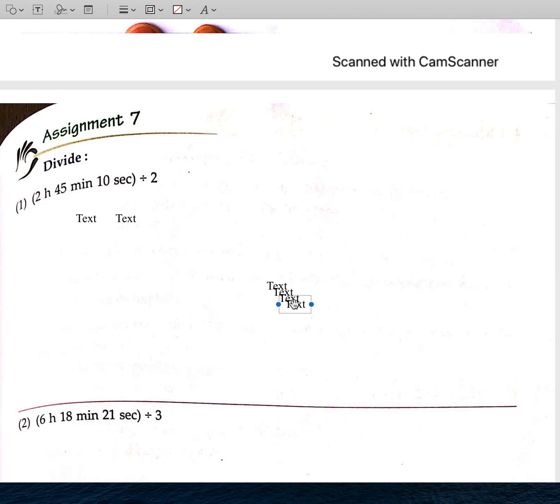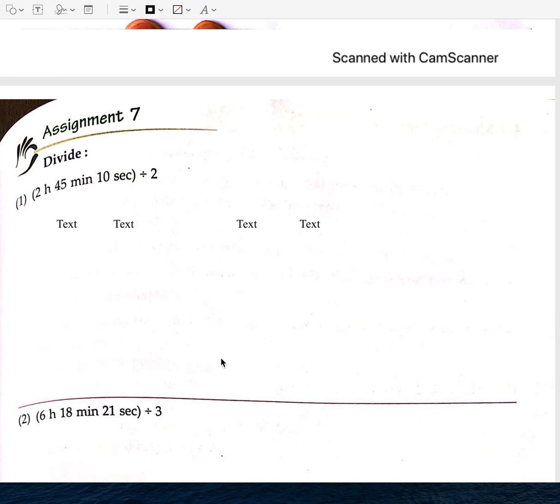First we will divide 2 by 2. We don't need to divide 2 by 2, we can just write that as 1. We will divide 45 by 2. And again we don't need to divide 10 by 2 as we already know the answer. So now we will divide each column, hours, minutes and seconds by 2. As we know, 2 divided by 2 is 1 and 10 divided by 2 is 5, so we won't do that.